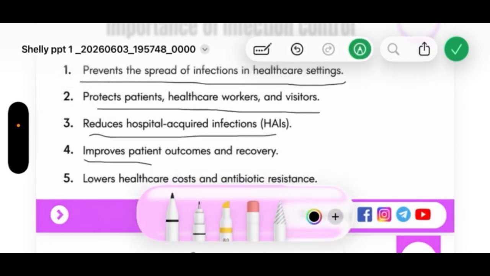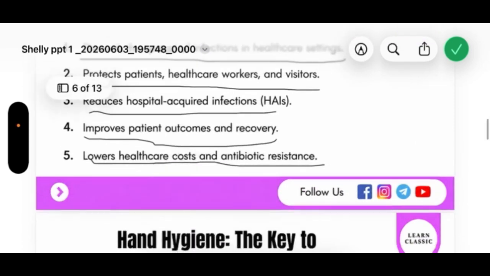Then, improves patient outcome and recovery. If infection is reduced, obviously quality care will be given and the patient will be treated well. Their illness time will be reduced to some extent, and the outcome or recovery will be much better. Then, lower healthcare cost and antibiotic resistance. Obviously, if proper measures of infection control are in place, then antibiotic resistance and healthcare cost will also reduce.